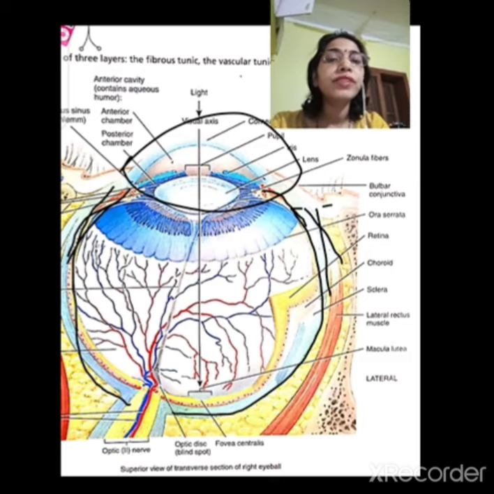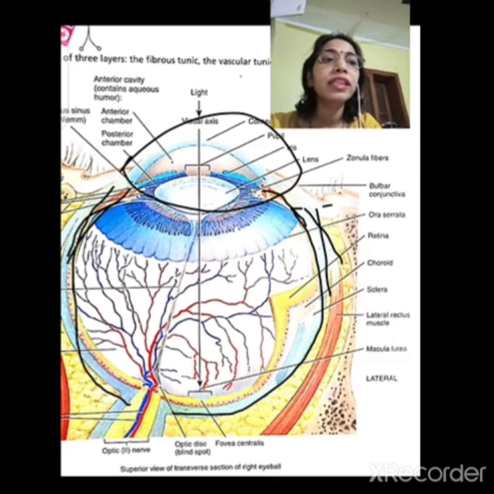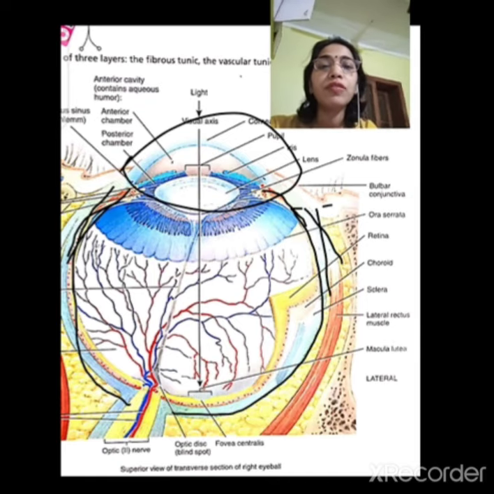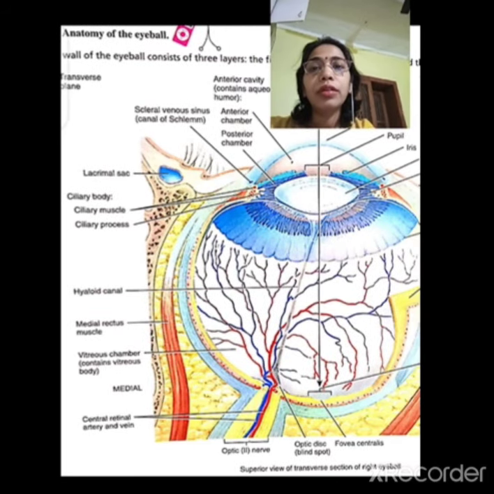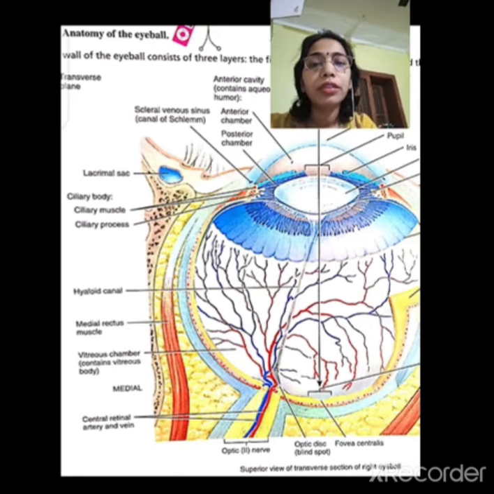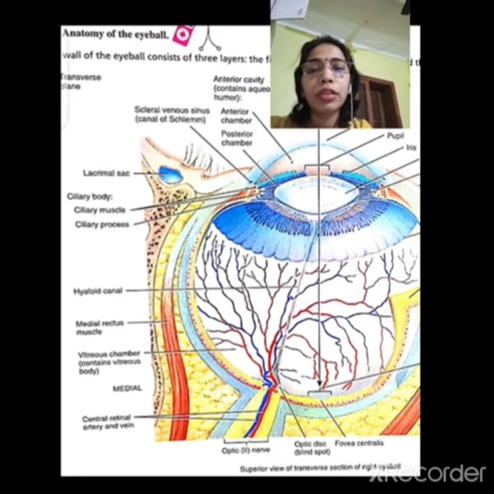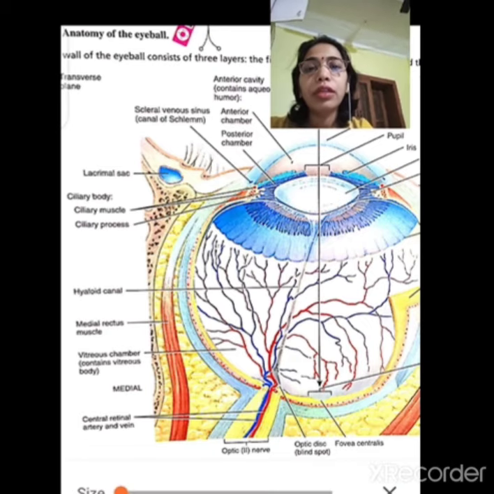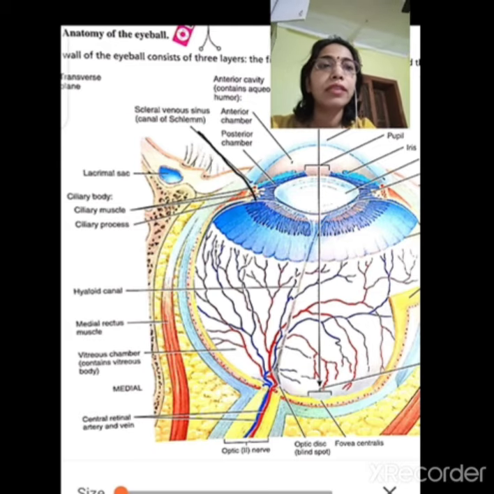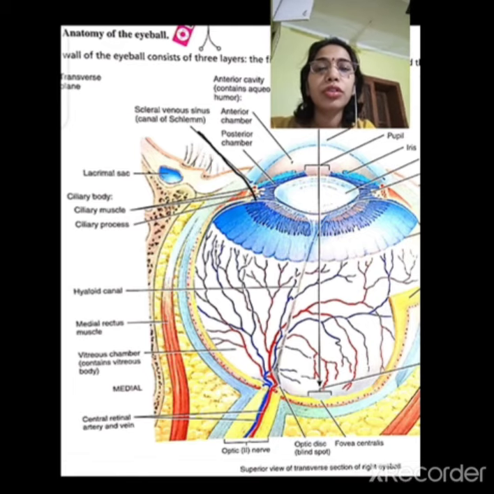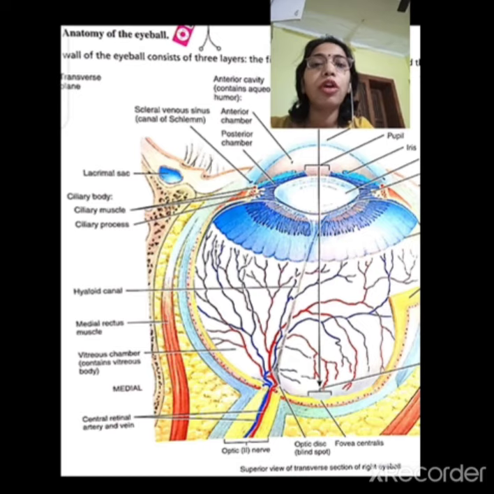At the junction of the sclera and cornea is an opening known as the scleral venous sinus, or canal of Schlemm. Where is the canal of Schlemm? You can see here, at the junction of the sclera and cornea, is the canal of Schlemm, the scleral venous sinus.